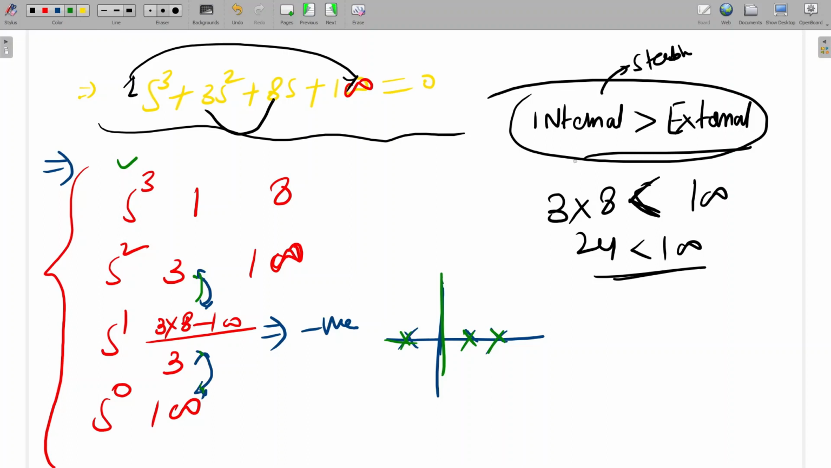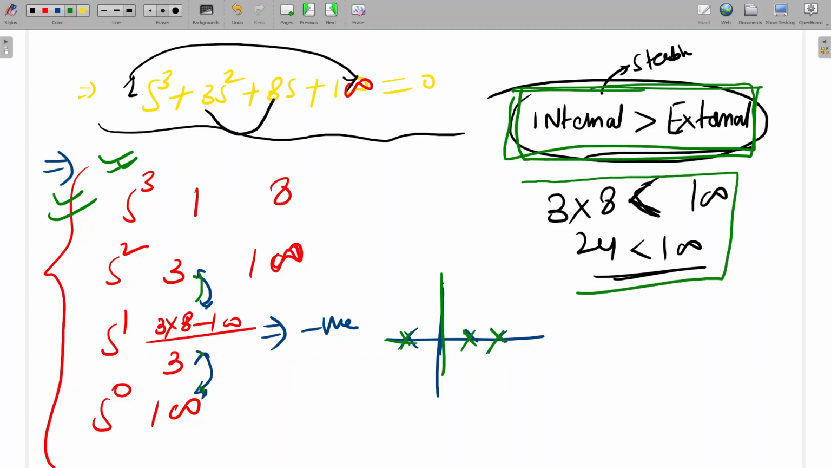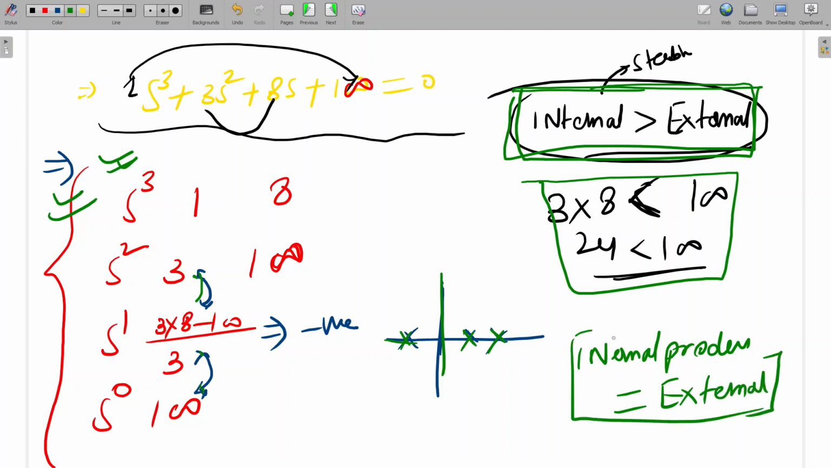If the internal product is greater than the external, the system will be stable. No need to apply the RH criteria. Directly we can apply this rule to check the stability. If we have to calculate the number of poles in the left hand and right hand, then we should write the RH criteria. Is it clear up to now? And if the internal product is equal to the external product, then it will be marginal stable.